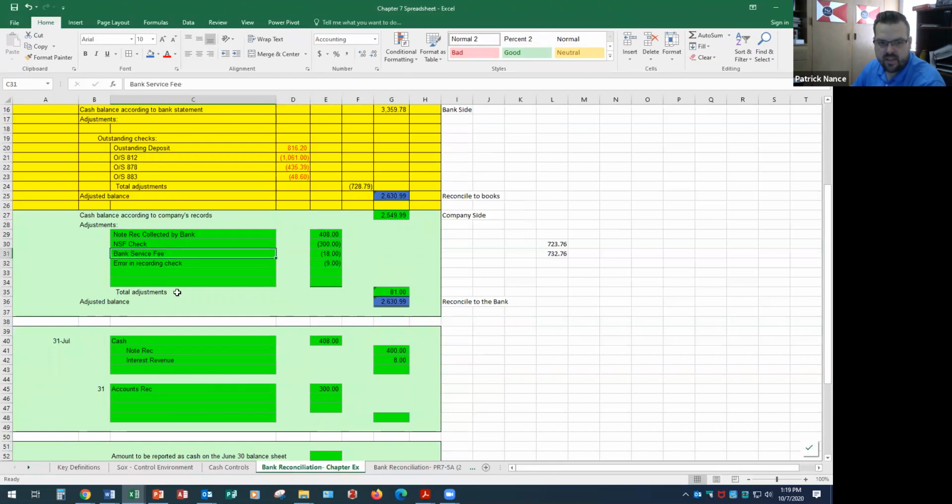Next, bank service fee. That's just an expense. You can call it miscellaneous expense or bank service fee expense. But it's an expense for sure because it's the money the bank charges me for using their services. So I need to increase the expense account by $18.